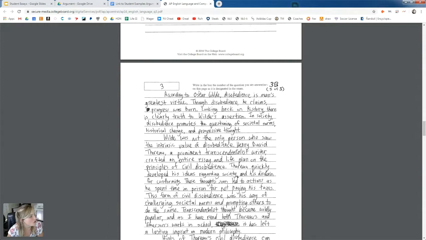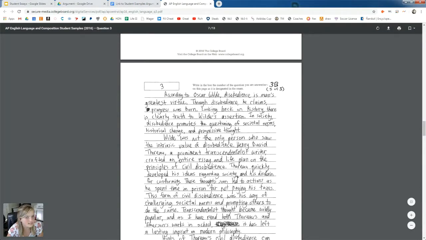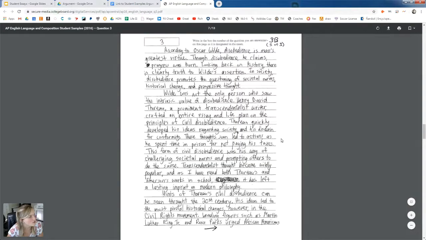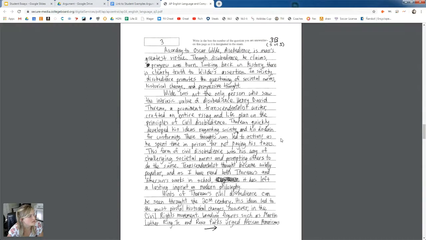"According to Oscar Wilde, disobedience is man's greatest virtue. Through disobedience, he claims, progress was born. Looking back on history, there is clearly truth to Wilde's assertion. In society, disobedience promotes the questioning of societal norms, historical change, and progressive thought." So here they're clearly taking a side, which is good. "Wilde was not the only person who saw the intrinsic value of disobedience. Henry David Thoreau, a prominent transcendentalist writer, crafted an entire essay in his lifetime on the principles of civil disobedience." So he's bringing in a historical example of a prominent figure, so that's something good.